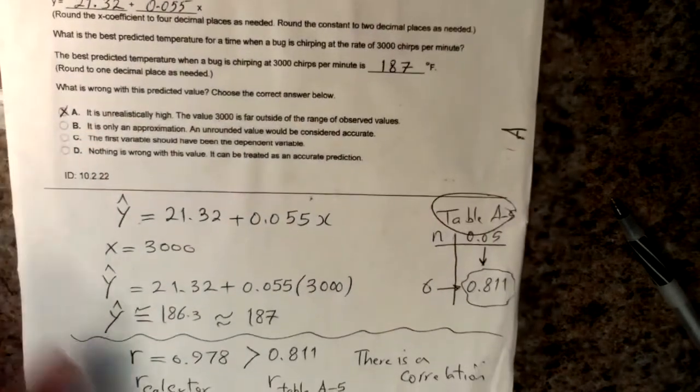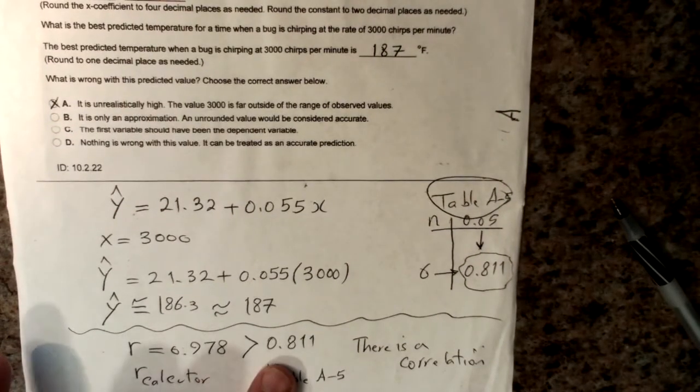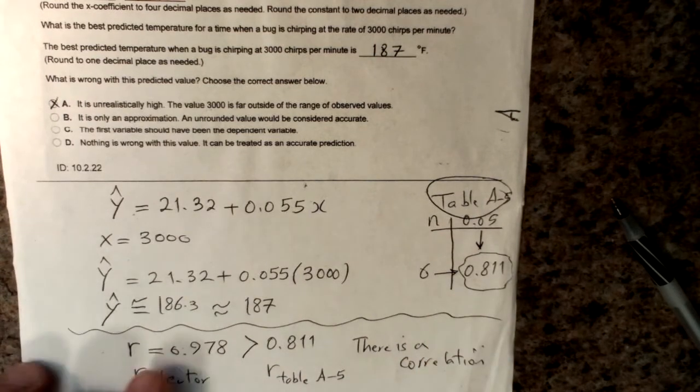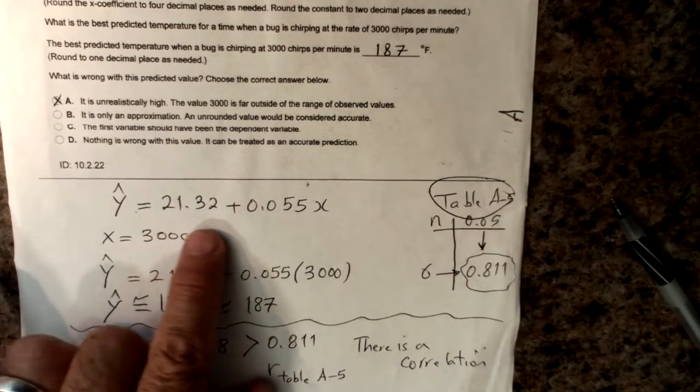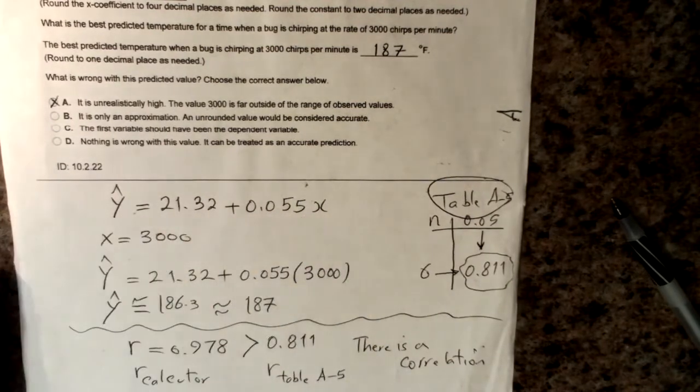We find the R through the calculator, which is 0.978, and that is greater than R from the table A5. So we do have a good correlation. When you have a good correlation, you go ahead and find this equation through the tables.